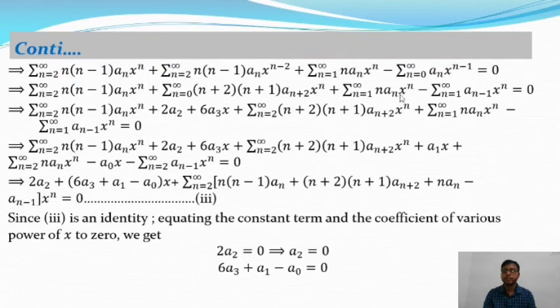So the third term will remain the same, and in the fourth term here, the power n + 1 is changed, so that is summation n = 1 to infinity a(n−1) xⁿ, and the whole expression is equal to 0.